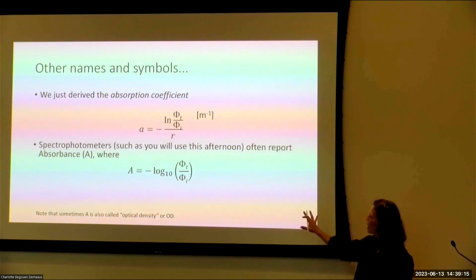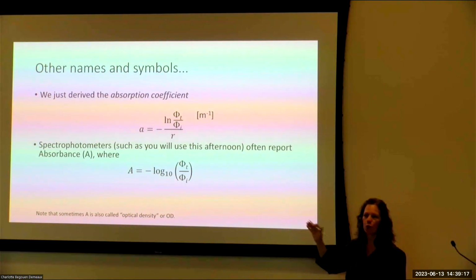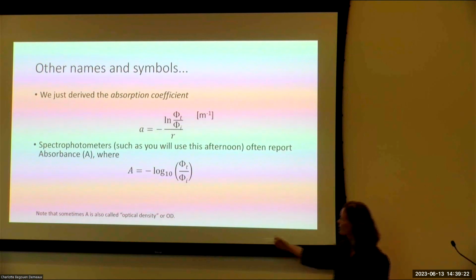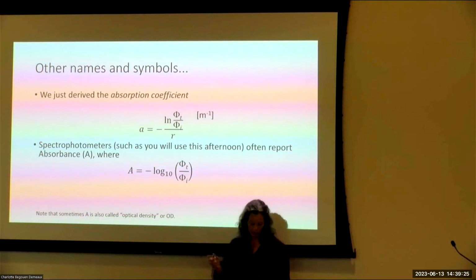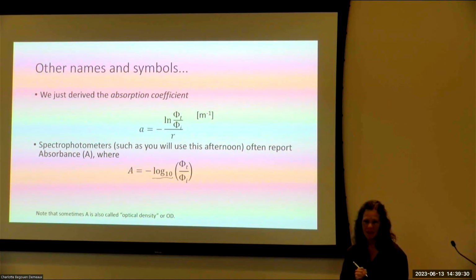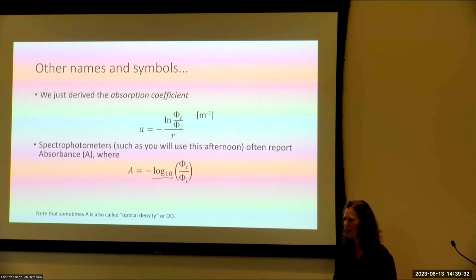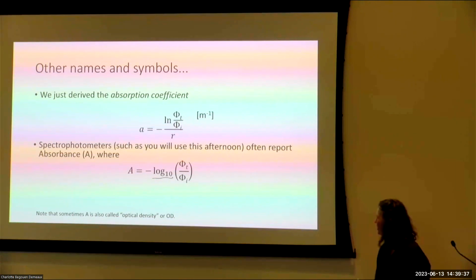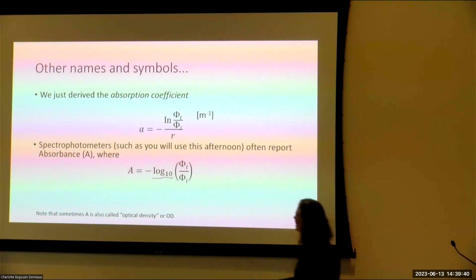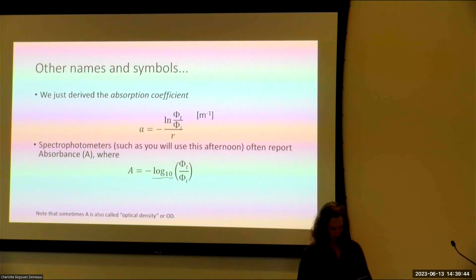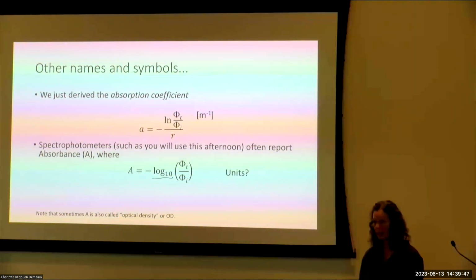But spectrophotometers often will report absorbance rather than absorption. So this is the definition of absorbance. A couple of key differences. One is that it's log 10 instead of natural log. That's just because chemists like their log 10. Optical oceanographers like natural log. Fine. You know how to deal with that. And there's no path length, right? They're not dividing by r. So the units of absorbance, there aren't any, right? It's unitless.